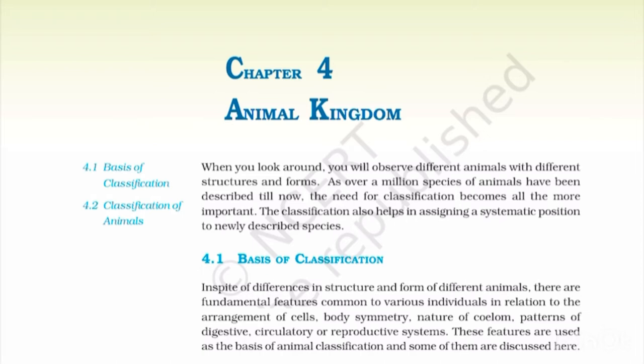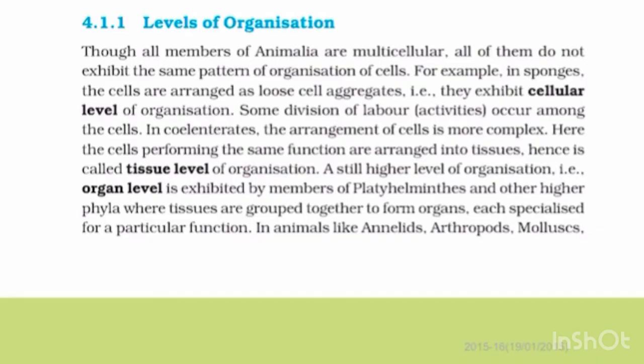In spite of differences in structure and form of different animals, there are fundamental features common to various individuals in relation to the arrangement of cells, body symmetry, nature of coelom, patterns of digestive, circulatory or reproductive systems. These features are used as the basis of animal classification, and some of them are discussed here. 4.1.1 Levels of organization.